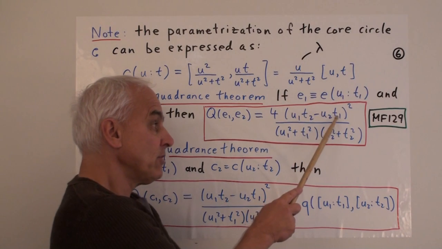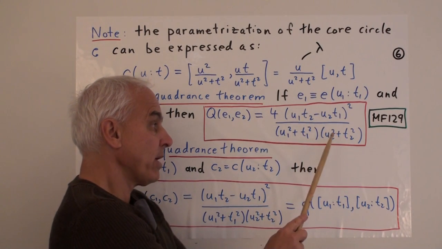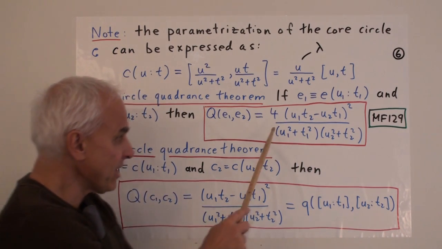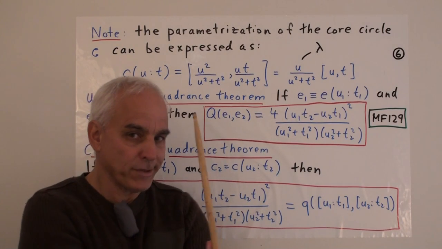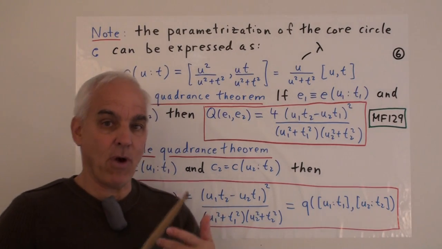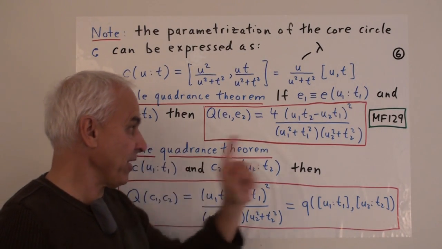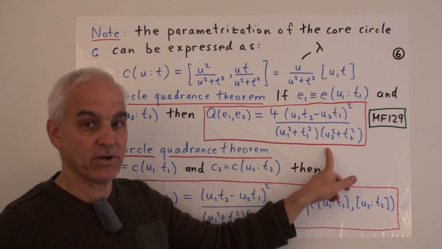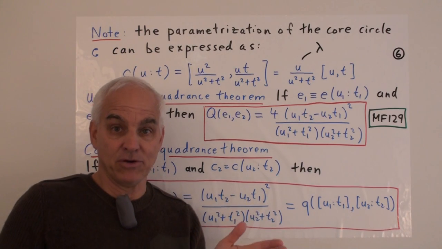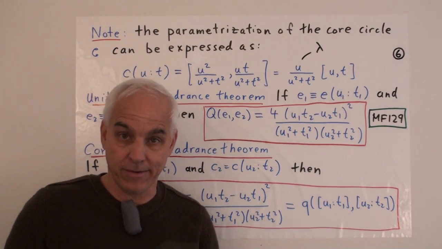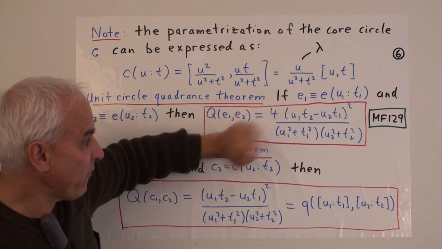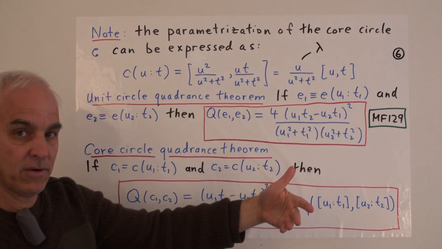4 times (u1 t2 minus u2 t1) squared over (u1 squared plus t1 squared)(u2 squared plus t2 squared). Now at the time, I remarked that this was quite an important expression, and now you've had a lot more familiarity with projective quadrances, so you don't need any more convincing. You know that yes, this is a very important quantity. This is basically the replacement for an angle once you start doing planar geometry or even one-dimensional geometry correctly. However, there is a factor 4 here. That factor 4 did not figure in the projective story.